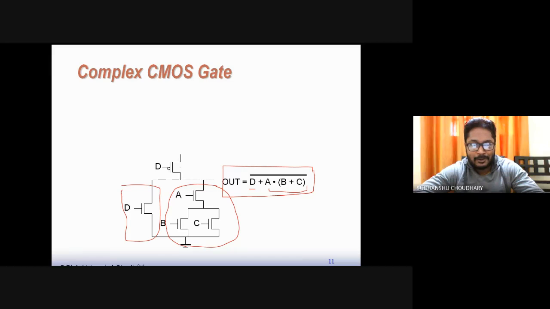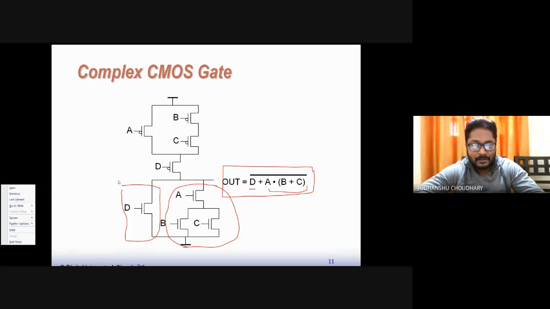Let us see how it looks. So the pull-up network looks like this. Okay, it's a dual of the pull-down network again. So A is now in parallel to B and C. B and C are now in series, and D is also in series with this entire block, right? So that way one can implement any complex logic circuit, not just this.